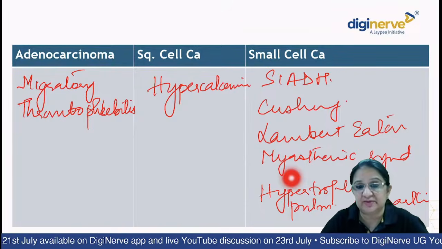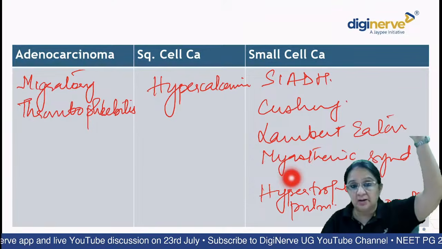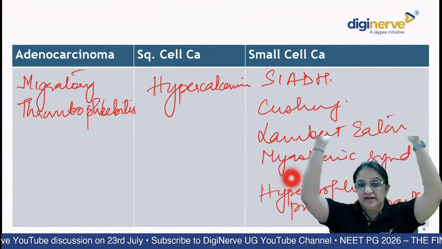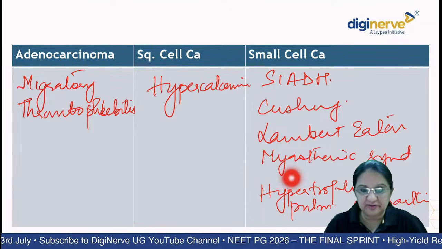What is Lambert-Eaton myasthenic syndrome? Basically, when the patient tries to elevate his arm above his head, there is flushing because of the pressure caused by the tumor on the veins.